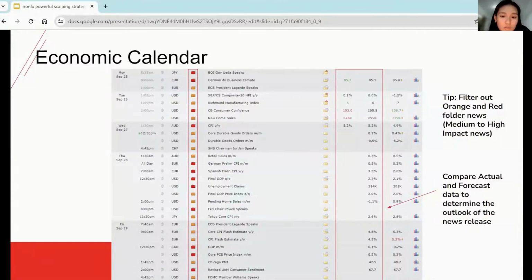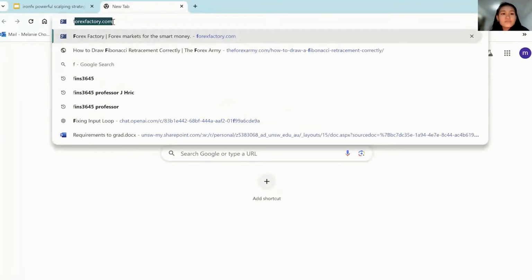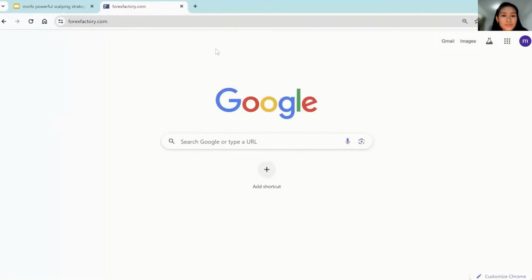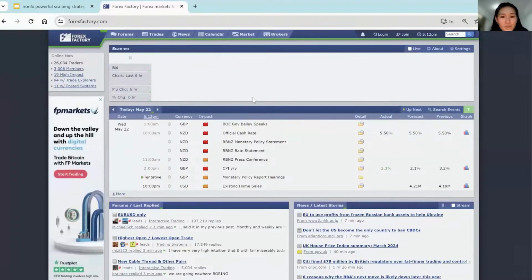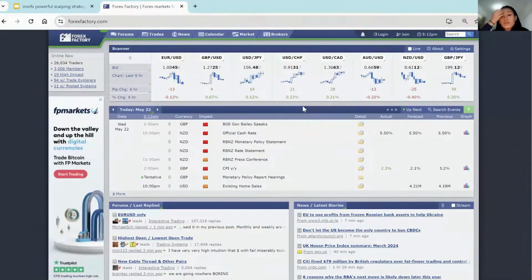So let me just pull out my Forex Factory. Okay, so you guys can see my screen. Let me just check.